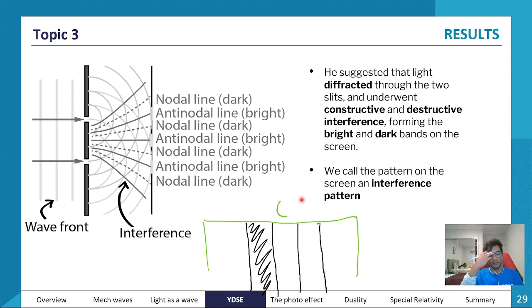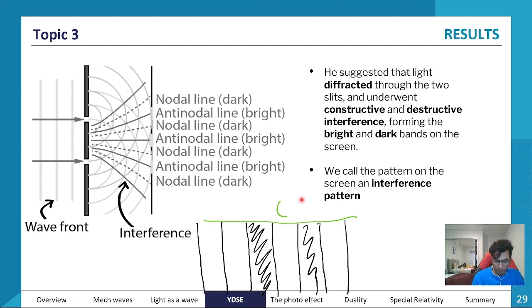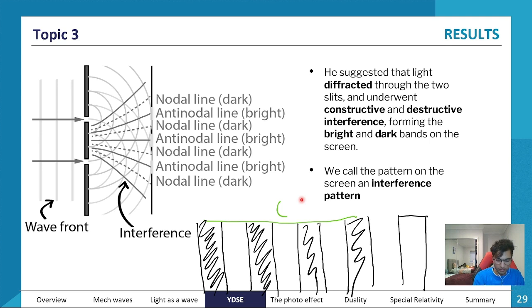Imagine that's filled out. I just can't be bothered doing it now. And then after that, he would see another bright band, and next to that, a dark band, and then again another white band, and then the same thing on the left-hand side. You'll see a white band and a dark band. And this is what he saw.